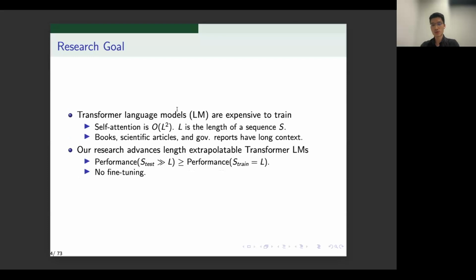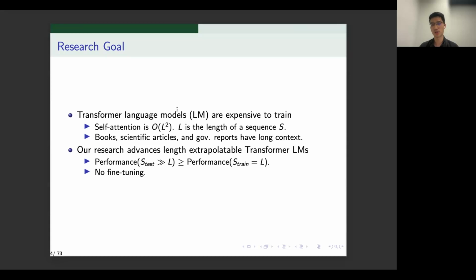So the research goal is actually quite simple. As we know, transformer language models are pretty expensive to train, partly because of the quadratic complexity of its self-attention, which is quadratic in sequence length. However, we do have pretty long context input in real world scenarios. For example, we have books, scientific articles, and government reports. So it's almost impossible to pre-train on very long sequences because it's just too expensive.